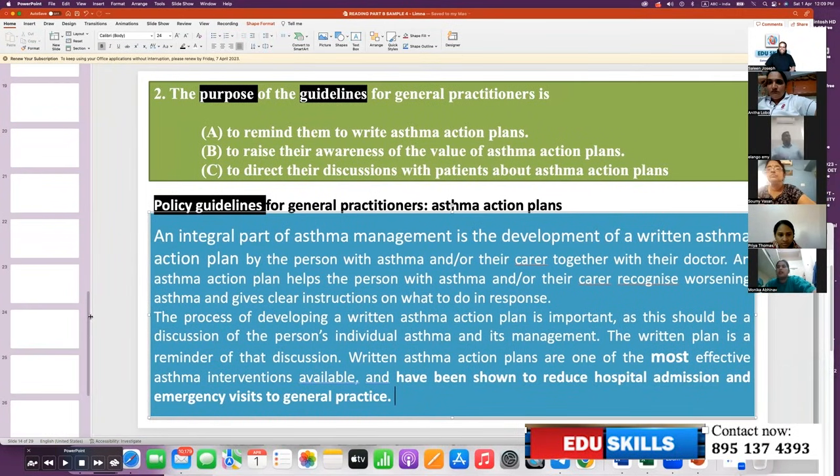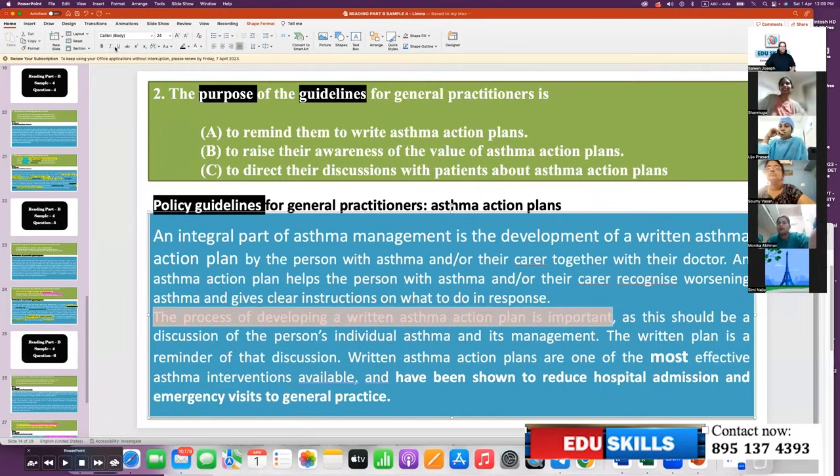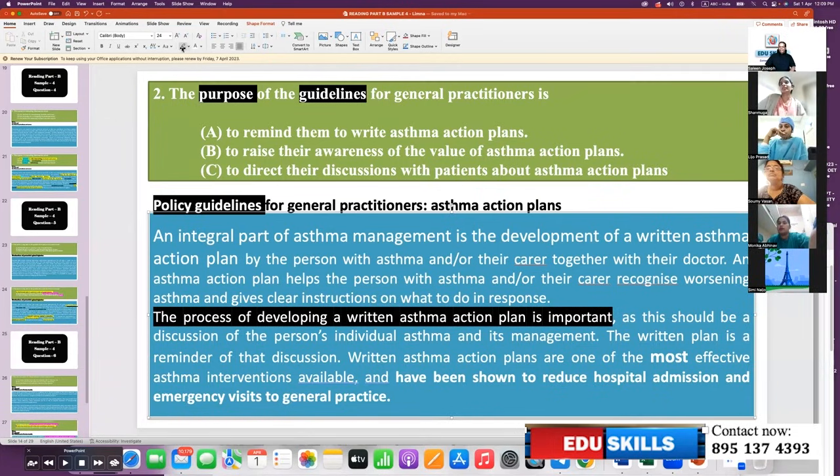Second paragraph. Process of developing an asthma action plan is important. Last line. Action plan is important. Yes. Important. Okay. Should B be the answer, maybe? The discussion of further importance. Yeah. Somebody has some idea there. Yes. Important means speaks about value, right? Important means value, right?